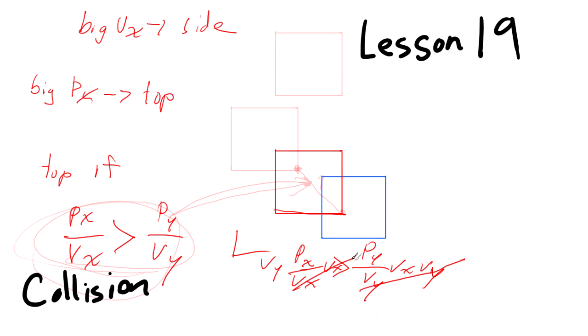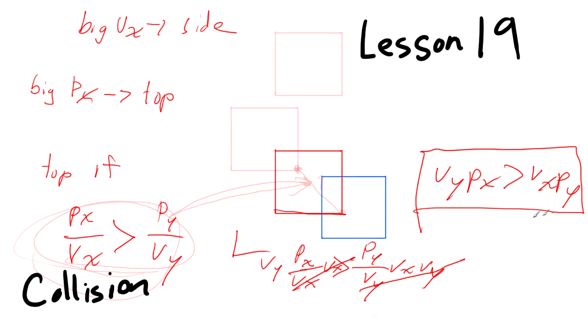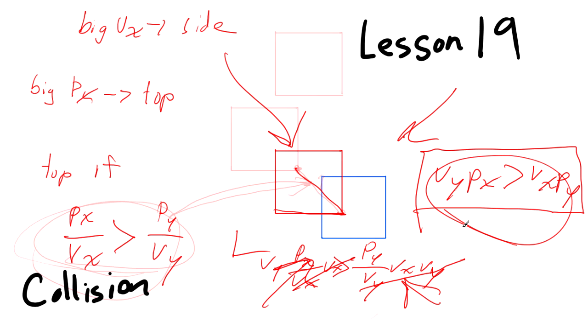These vy's cancel, these vx's cancel, and you get vy times px greater than vx times py. And this is the final relationship that we're going to use to test whether we're colliding with the top of something or the side. Now I've only shown this example of coming at it from the top right, but it's very similar coming at it from other directions, and we will handle that when we get to the code. For the most part, this is how we do it.